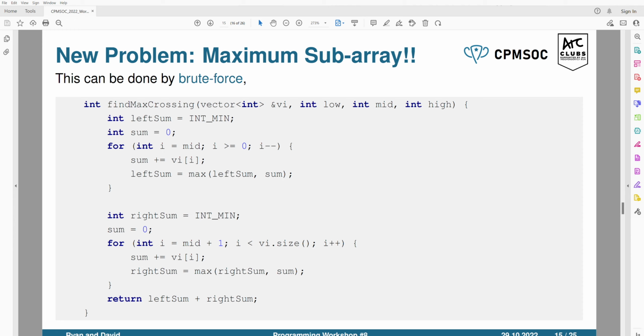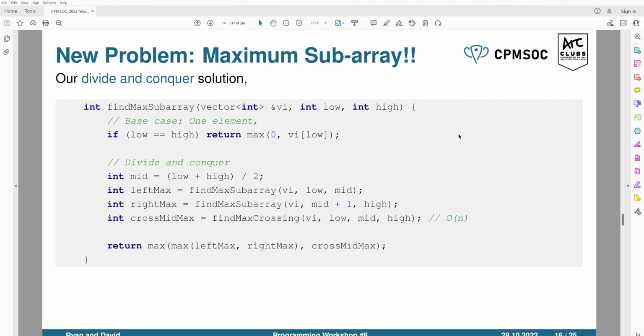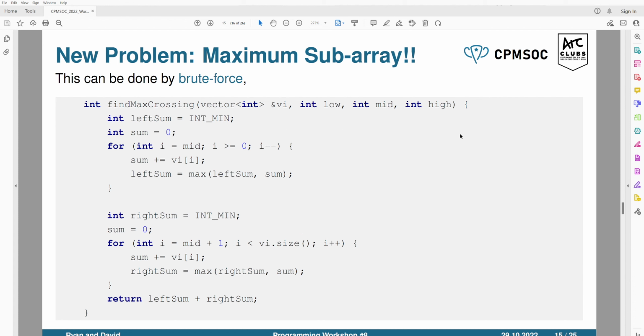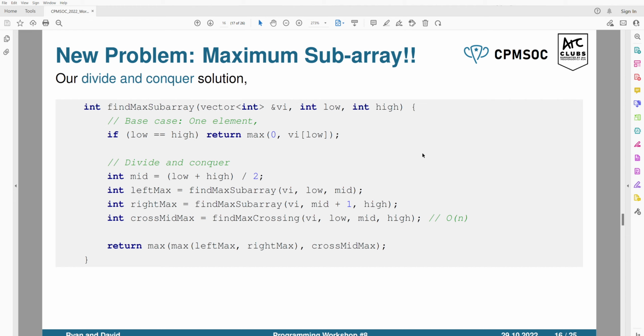Similarly, we can do the same thing for the right half. Then what we return will be the sum of both. Then we have our algorithm. Look at the slide. Each function returns the maximum subarray from low to high, and we use recursion to get the left max and the right max, corresponding to the maximum subarray in the two halves. And then we run the cross max, which is O(n) complexity, and then we return the greatest among those three.